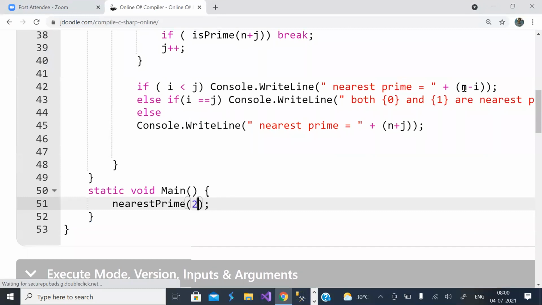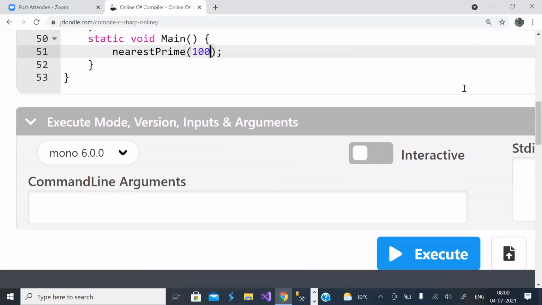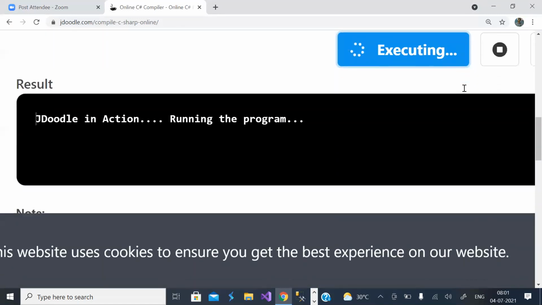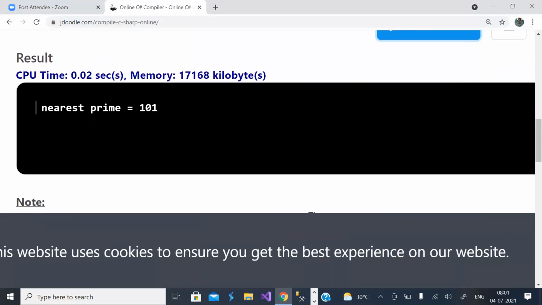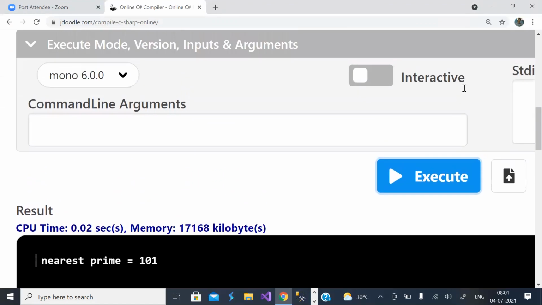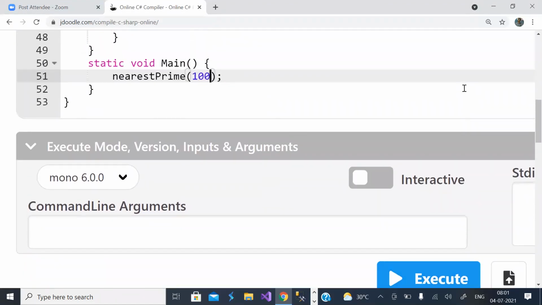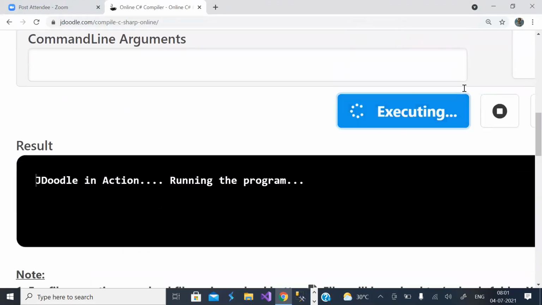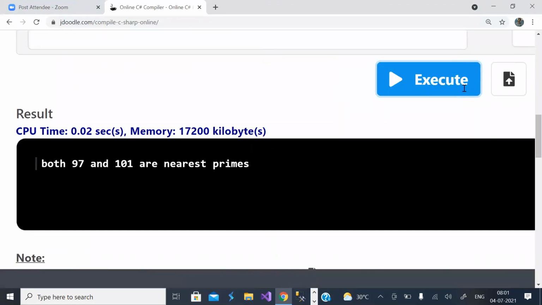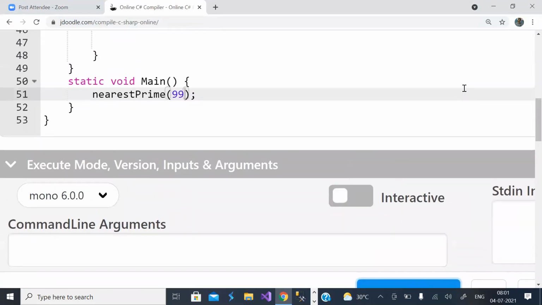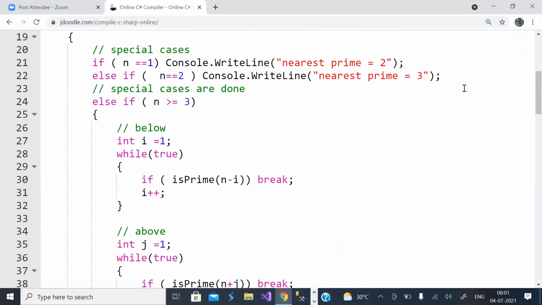Let us take 100 as a number. For the nearest prime, there are 2 primes: 97 is one prime, 101 is one prime. Now let us take 99. Then you get both. Both are closer. Okay. So I hope you understand it. I explained the logic as well.